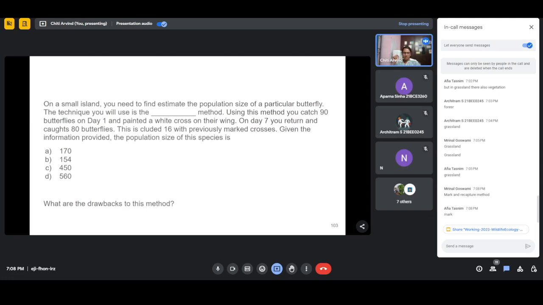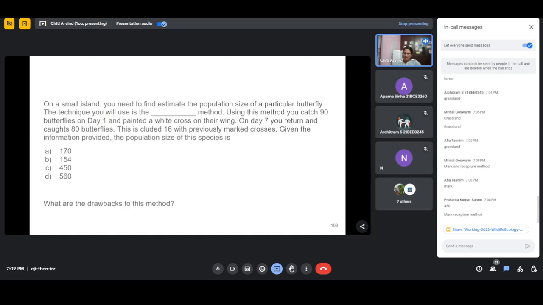I'll give you about a couple of minutes to calculate. Let me know what is the right answer. Okay, one person with 450. Prashanta says 450. What about others? You can calculate and let me know. I'm gonna wait for a couple of more replies before we proceed.